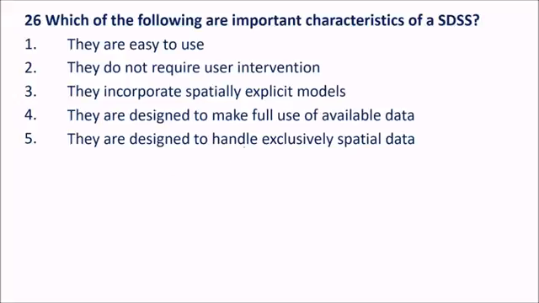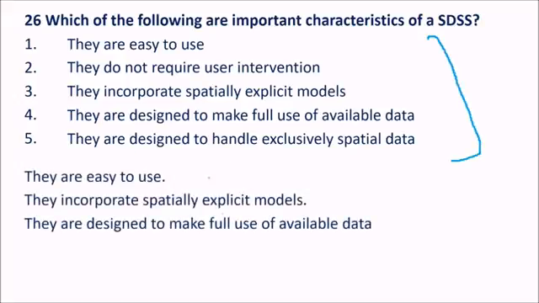Which of the following are important characteristics of SDSS? These are options for you, 5 options. The answer is, they are easy to use. They incorporate spatially explicit models. They are designed to make full use of available data. So first, second, and fourth is the correct answer. SDSS is nothing but the Spatial Decision Support System.